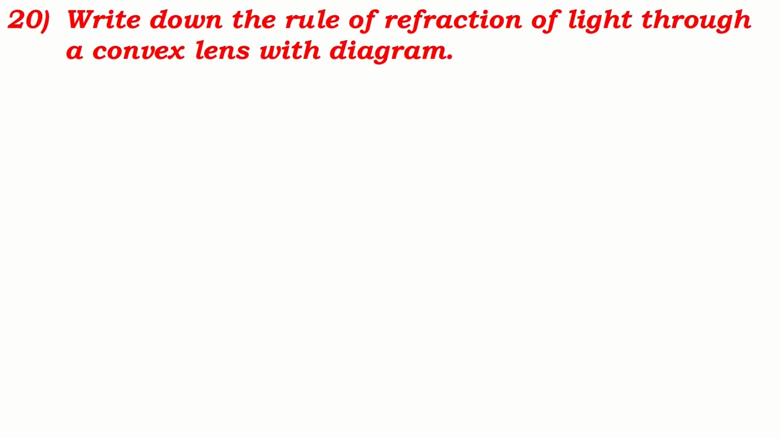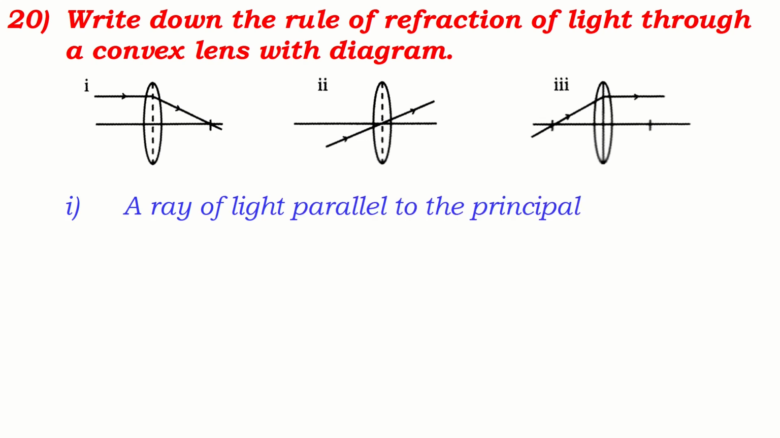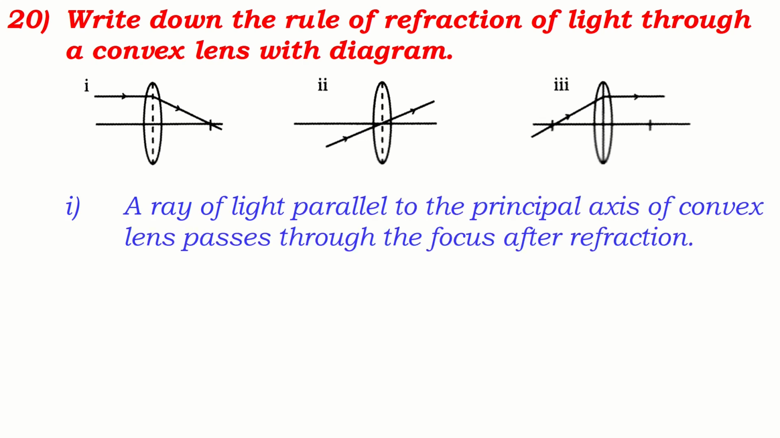Look at this. Write down the rule of refraction of light through a convex lens with diagram. If it is so, then it will be better to have a diagram. Looking at this first diagram, we can say that a light ray coming parallel to the principal axis passes through the focus after refraction. And this is one of the rules. A ray of light parallel to the principal axis of a convex lens passes through the focus after refraction.